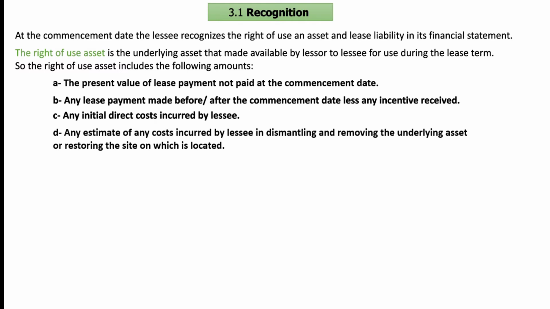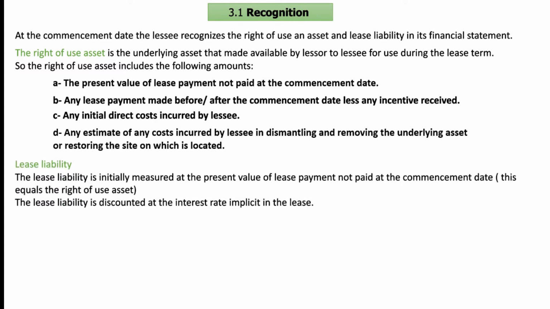On the other hand, we have the lease liability. The lease liability is initially measured at the present value of lease payments not paid at the commencement date. This equals the right-of-use asset. So the lease liability is the amount that we should pay for using the underlying asset. So we have the obligation.